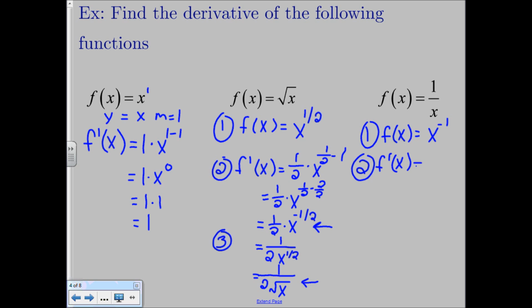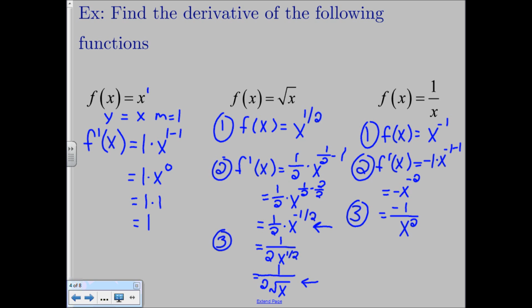So we get f prime of x equals negative 1 times x to the negative 1 minus 1 power. Simplifying, we get negative x to the negative 2 power, which again, if we want to take it to step 3 and simplify, we're just going to get negative 1 over x squared.